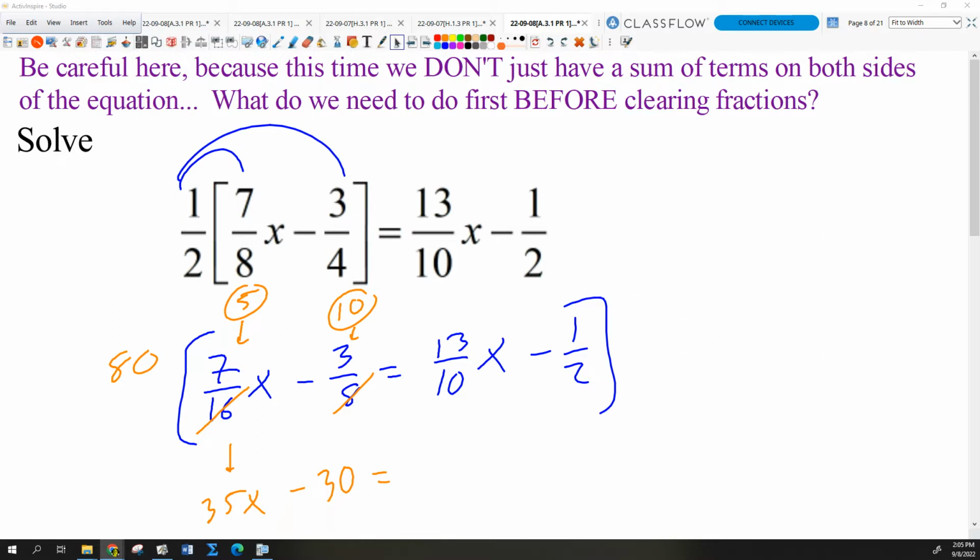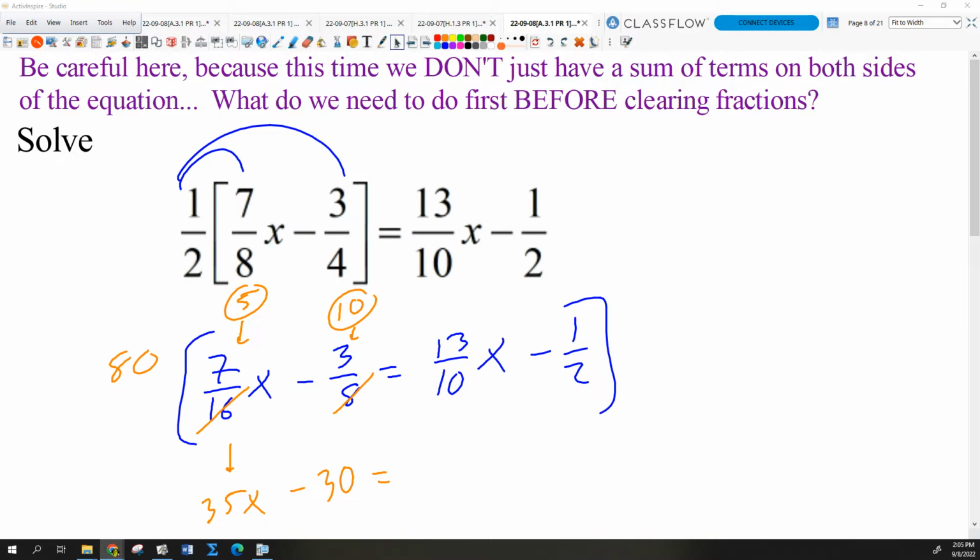First, we have to distribute the 1/2 to the left side. And let's see, I just multiply straight across, and that gave us what? 7/16 x minus 3/8 equals 13/10 x minus 1/2. And now we can go ahead and proceed with clearing fractions, right?